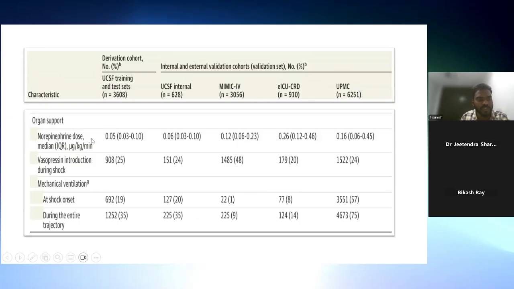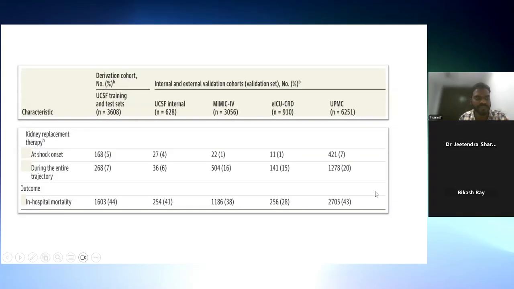Coming to the organ support, the baseline dose of norepinephrine at the time of initiation, and vasopressin introduction. There were some differences in this. At the time of initiation, in all the cohorts, the dose was roughly 0.1 mcg per kg per minute, except in the eICU CRD group, where it is roughly 0.26. During shock, vasopressin was introduced in roughly 20 to 25% in all other cohorts. In MIMIC4, it corresponds to 48%. And at the time of onset and during the entire trajectory, mechanical ventilation was present in roughly 20% in other groups, but it is comparatively higher in the UPMC group.